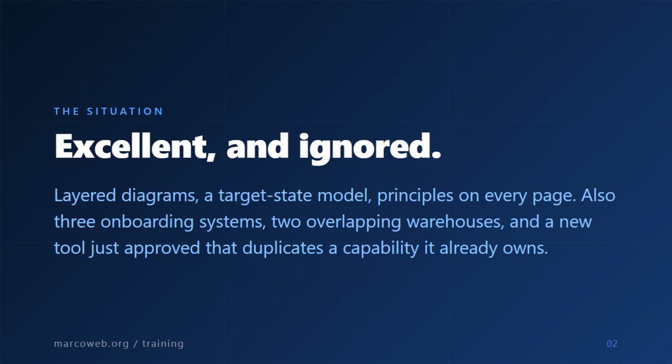Picture a company with a beautiful enterprise architecture. Layered diagrams, a target state model, principles on every page. It also has 3 separate systems doing customer onboarding, 2 overlapping data warehouses, and a new tool just approved that duplicates a capability it already owns. The architecture is excellent. It is also being ignored, and that is the finding.